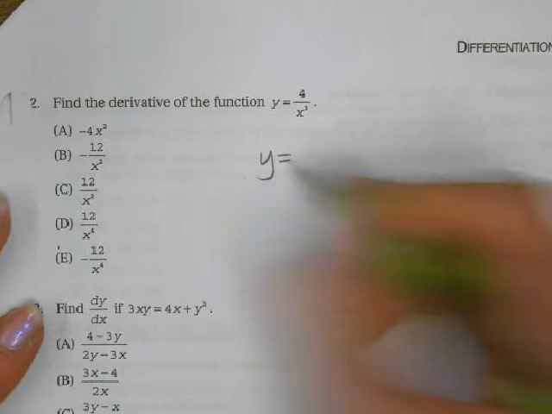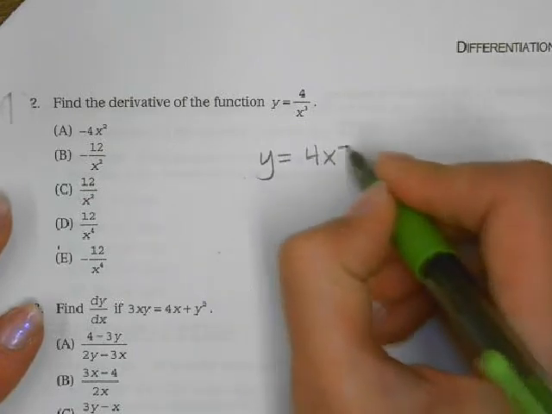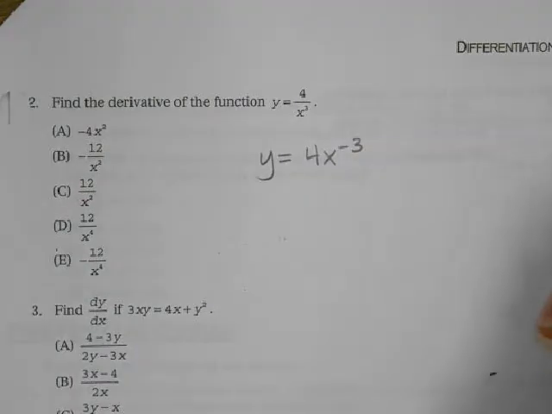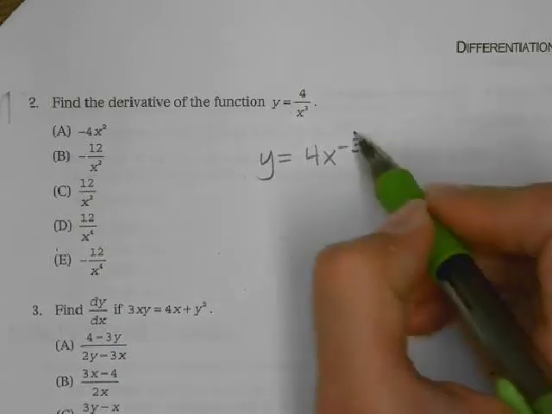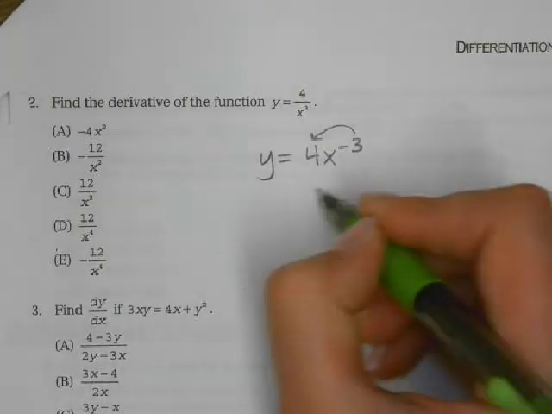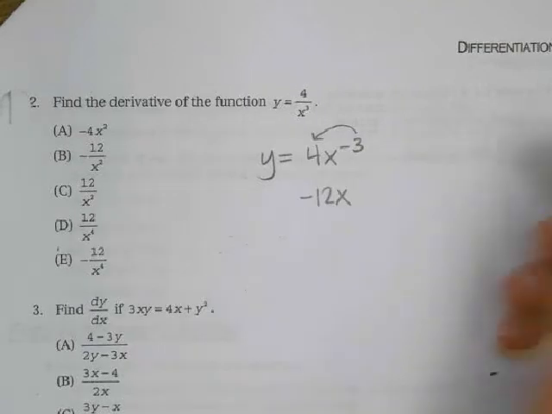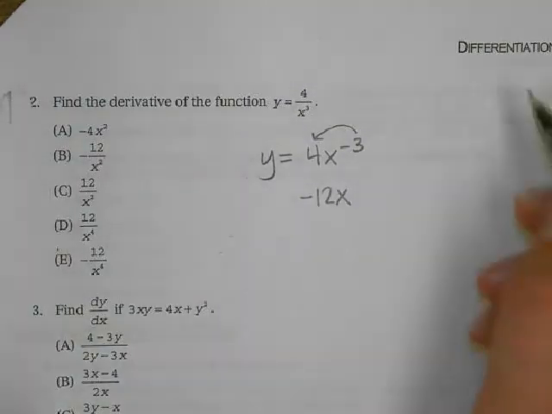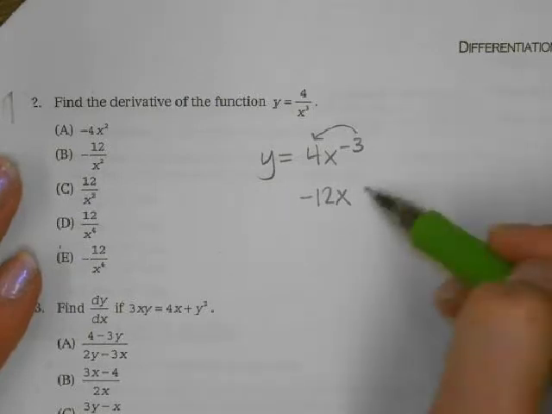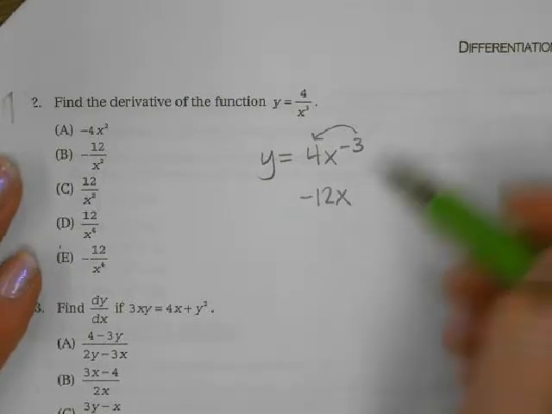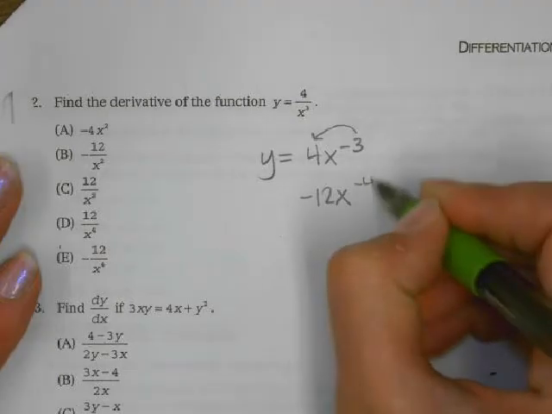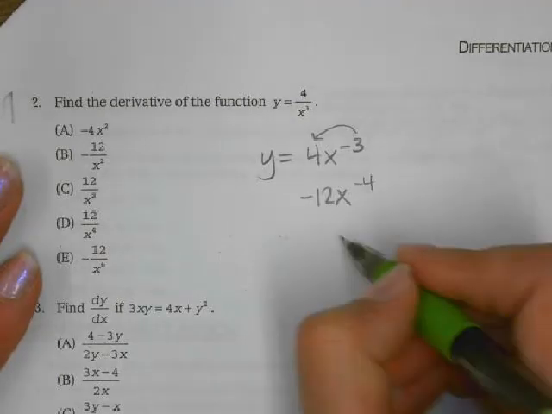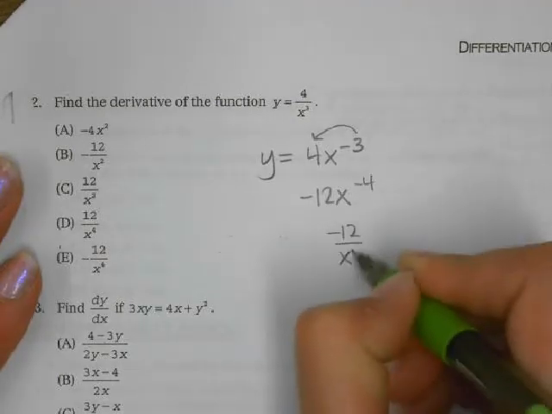I rewrote the problem as 4x to the negative third so that I would not have to do the quotient rule. And then we just remember we take the exponent, we multiply it by the front, negative 12x, and we drop the exponent by 1, and this is where I made my mistake. I was thinking of dropping it by 1 as giving me negative 2. It actually gives you negative 4 when you drop it by 1. And then you can rewrite that as negative 12 over x to the 4th.